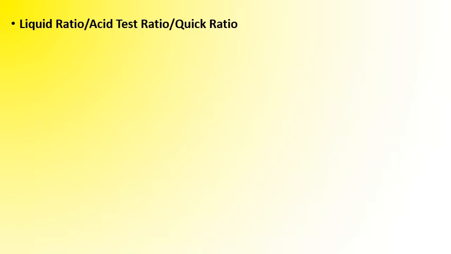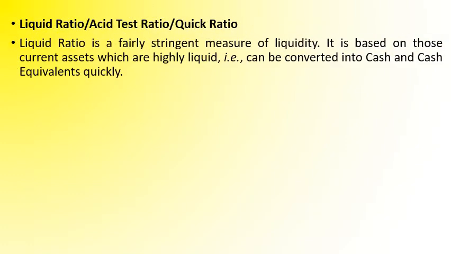We'll go to the liquid ratio, acid test ratio, or quick ratio. It has three names. That's why it is called the acid test ratio, or quick ratio. How do we get it? From the current assets, if you subtract inventory and prepaid expenses, then you will get quick assets or liquid assets, and those liquid assets can quickly be converted into cash to meet your current obligations. That's why it is called the liquid ratio, acid test ratio, or quick ratio.